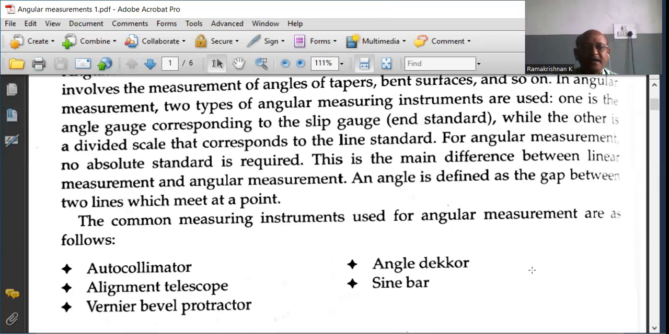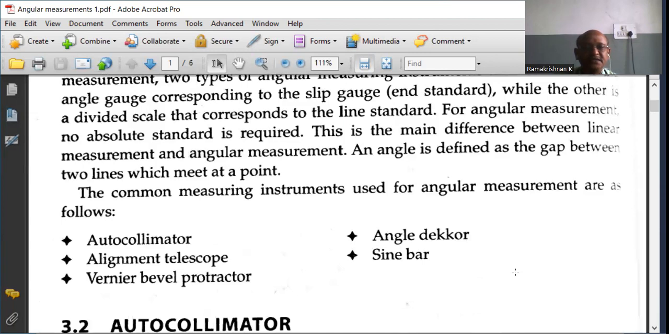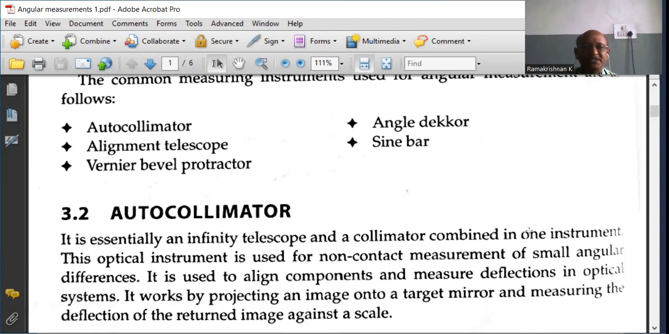There are some metrological instruments used for measuring angles: sine bar, bevel protector, vernier bevel protector, autocollimator, angle decker. These are some devices commonly used in angular measurements. Now let us discuss the autocollimator and how to measure the angle.